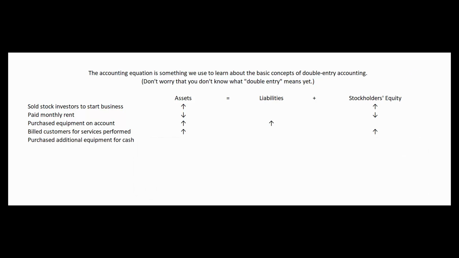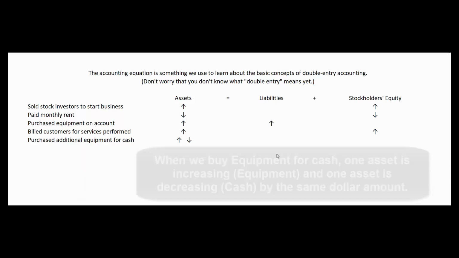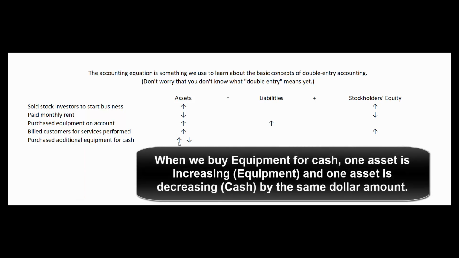Okay, last one. It's a little tricky. Let's purchase some additional equipment for cash. Why don't you pause this video and see if you can figure out what's happening to the accounting equation. I hope you got it. The asset equipment is going up by one number, and the asset cash is going down by that same number. So our accounting equation stays in balance.